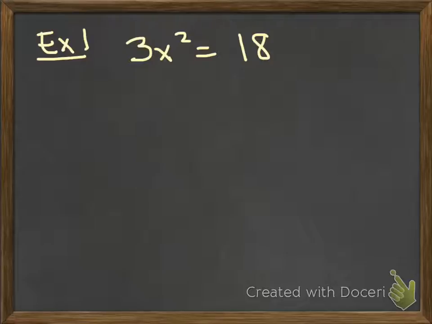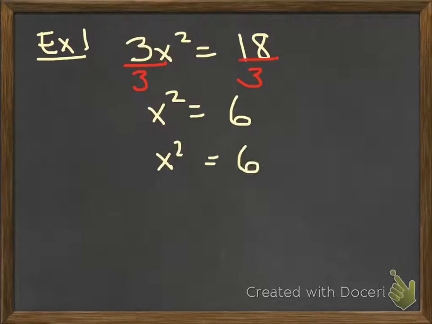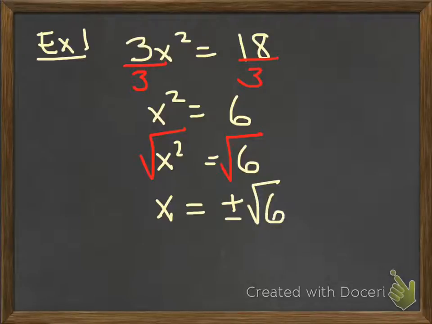What we're going to try to do is get the x squared by itself and then take the square root of both sides. So on this first part, 3x squared equals 18. I'm going to try to isolate the x squared, so I'm going to divide both sides by 3. So now I have x squared equals 6. Then you're going to take the square root of both sides. So the square root of x squared and the square root of 6. And there are two square roots, positive and negative square root of 6. And so that's the answer.